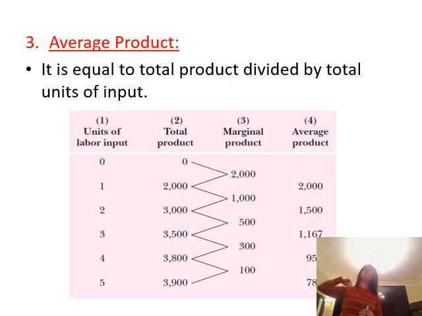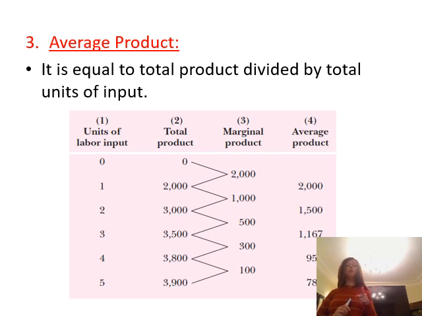The third concept that we can get from the production function, which shows again the maximum amount of output you can get from a certain input, is the average product. What's the average product? It is equal to the total product divided by the total units of input. So for example, if I'm talking about units of labor, as you can see from this table, you can easily calculate the average product as the total product divided by the units of labor.